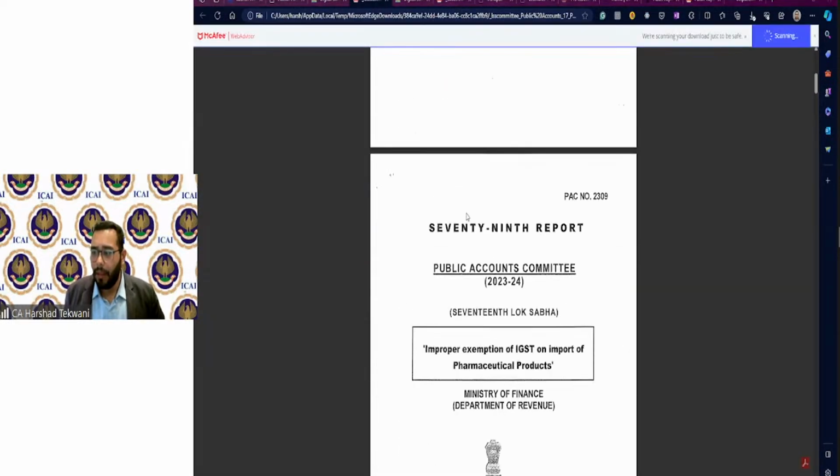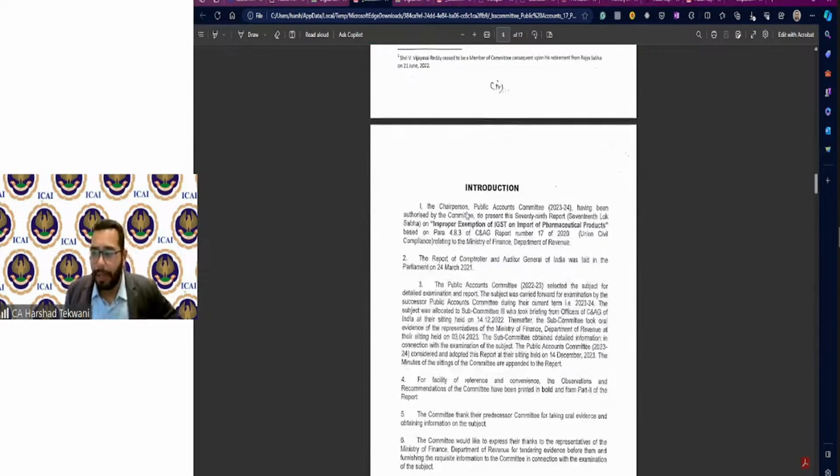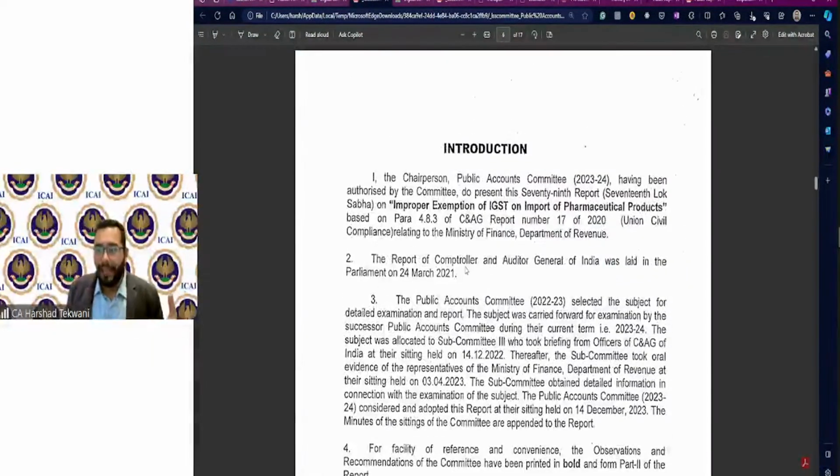So there might be a particular case where they might have already gone through in detail, because there might be some observation in a CNAG report. So see, the Chairperson, Public Accounts Committee, has been authorized by the committee to present the 79th report on improper exemption of IGST on import of pharmaceutical products based on para 4.8.3 of CNAG report number 17 of 2020 relating to the Ministry of Finance, Department of Revenue.